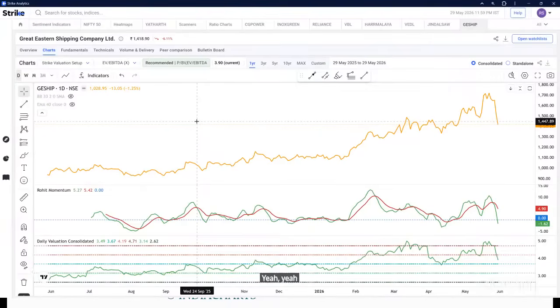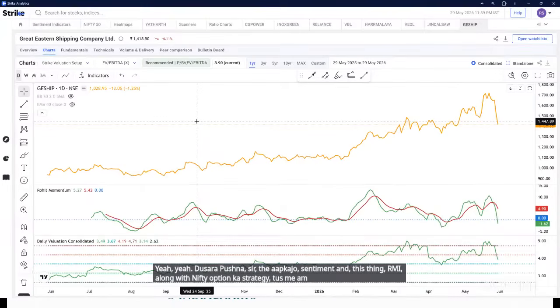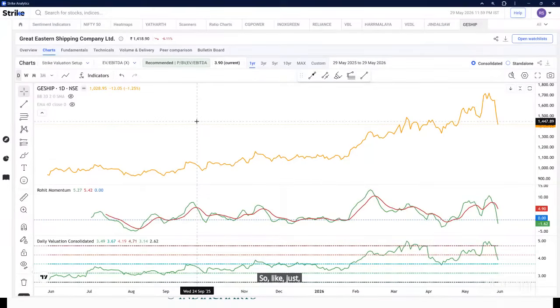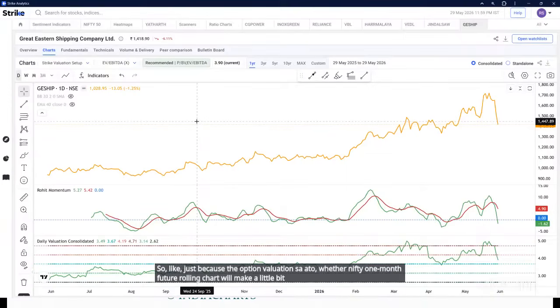या दूसरा पूछना था सर, ये आपका जो सेंटिमेंट एंड दिस थिंग आरएमआई अलॉन्ग विद निफ्टी ऑप्शन का स्ट्रैटेजी है, तो उसमें हम लोग जो आरएमआई वीकली स्टडी करते हैं वो कैश निफ्टी देखते हैं, जस्ट पॉसिबल, क्योंकि जो ऑप्शन का वैल्यूएशन होता है, प्राइसिंग होता है, वो फ्यूचर से आता है, तो वेदर निफ्टी 1 मंथ फ्यूचर रोलिंग चार्ट विल मेक अ लिटिल बिट डिफरेंस?